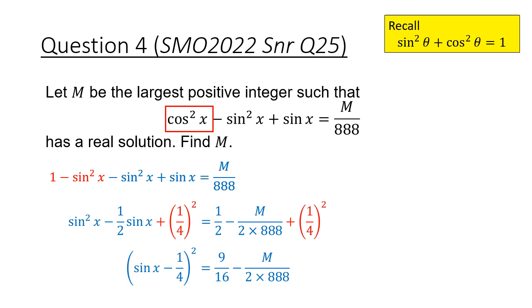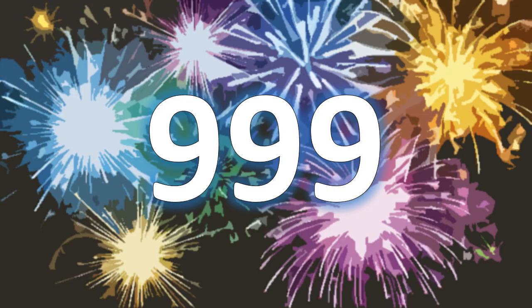Now, for this to have real roots, the square has to be a positive number or 0, so it has to be greater than or equal to 0. That means the constant stuff on the right-hand side also has to be greater than or equal to 0. So just solving the inequality there will give us m to be less than or equal to 999. Hence, the largest possible value of m would be 999, and that's our final answer.